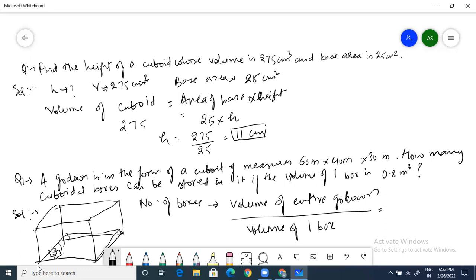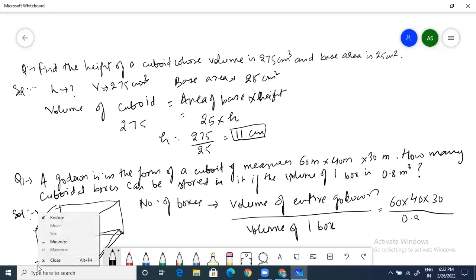Right. So if you see this, what is the volume of the entire godown? 60 into 40 into 30. And what is the volume of this one? 0.8 meter cube. This is also meter cube, so no worries, they can be cut together. 8 5s are 40, 6 5s are 30, 3 9s are 27. 90,000 boxes. So see this: if one box has a volume of only 0.8 meter cube, then you can actually put 90,000 such boxes in that godown. Any question?